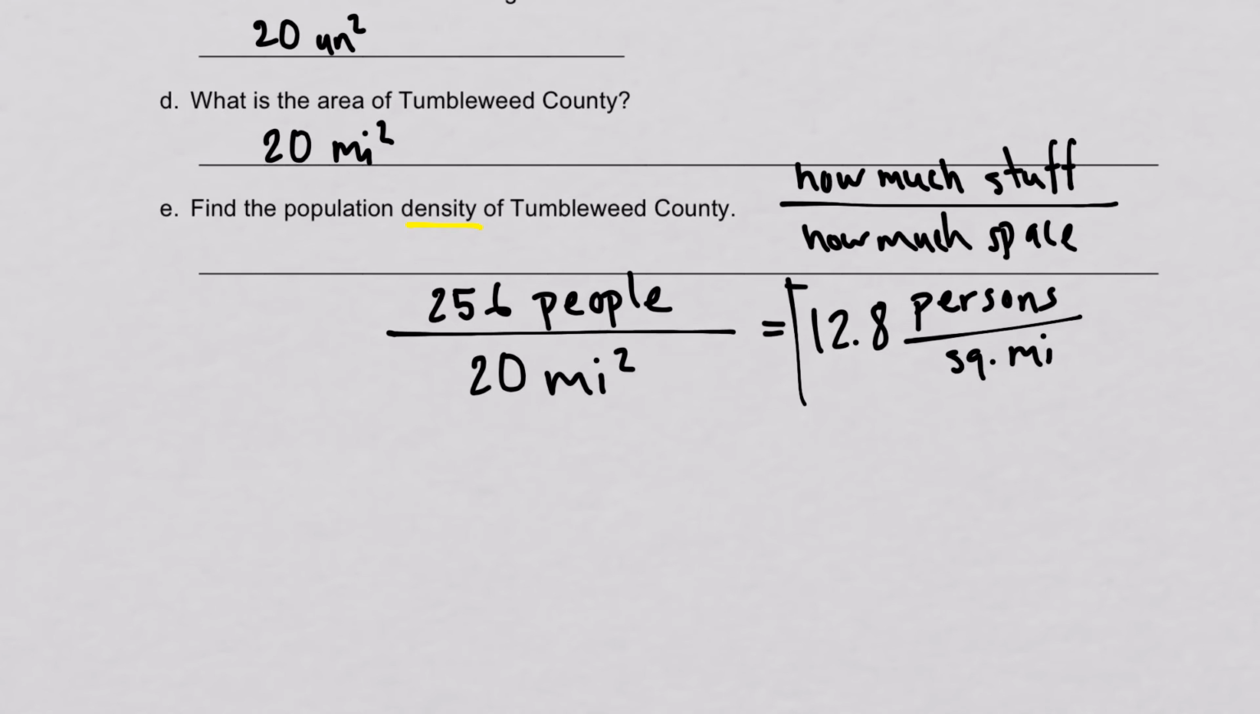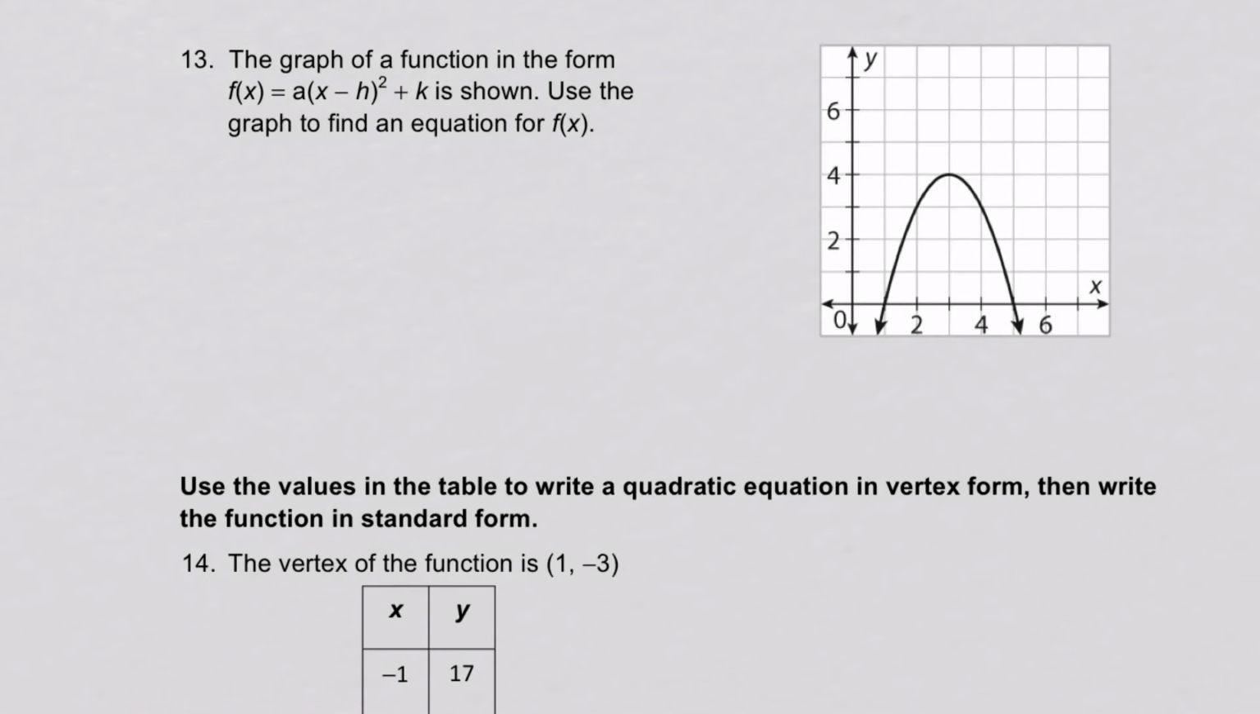That is the population density. In every square mile of Tumbleweed County, there is approximately 12.8 on average. Of course, there are more people in some areas, but on average there are 12.8 persons for each square mile. All right, let's move on to number 13.